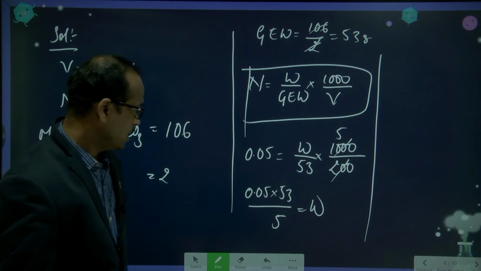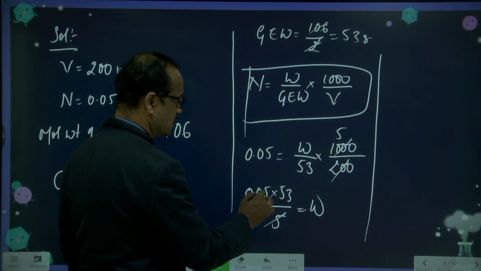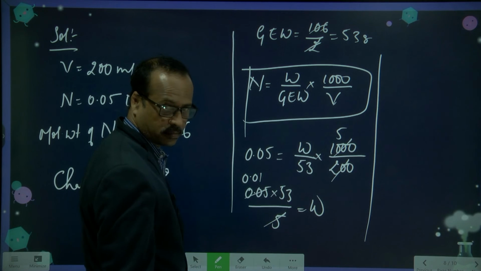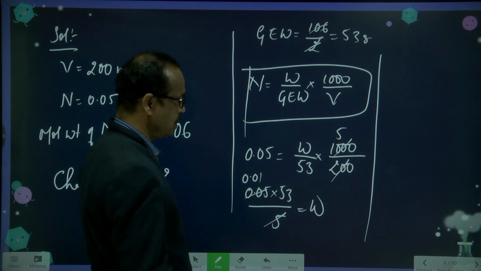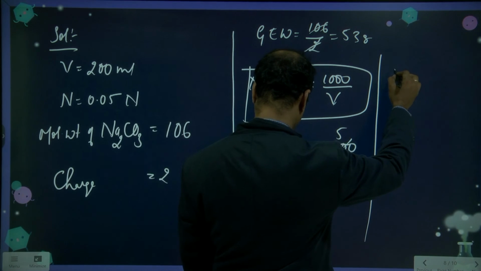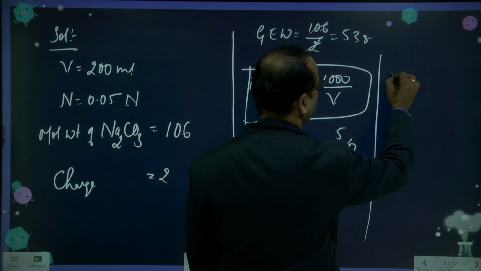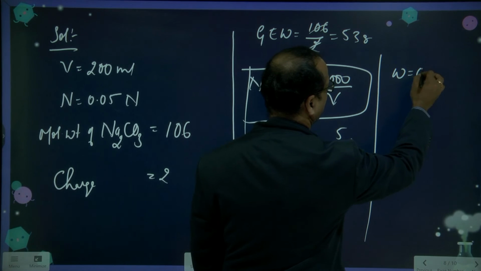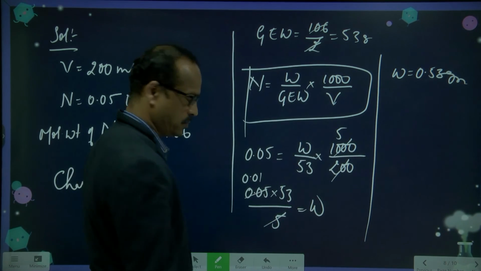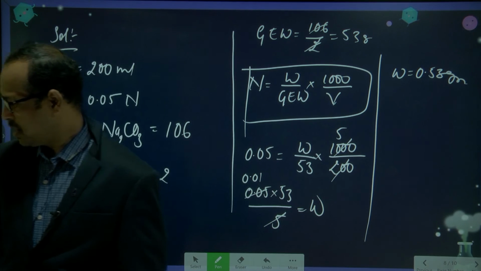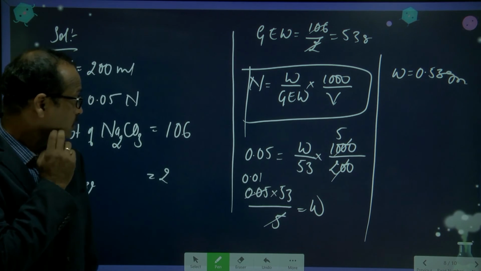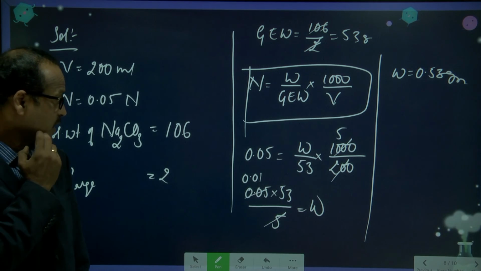Yes, sir. Now what do we do? Can we cancel? Now we are left with 0.01 into 53. 0.53 is the answer. So weight is equal to 0.53 grams. That's all. So in this way you can calculate. With this, normality is finished.